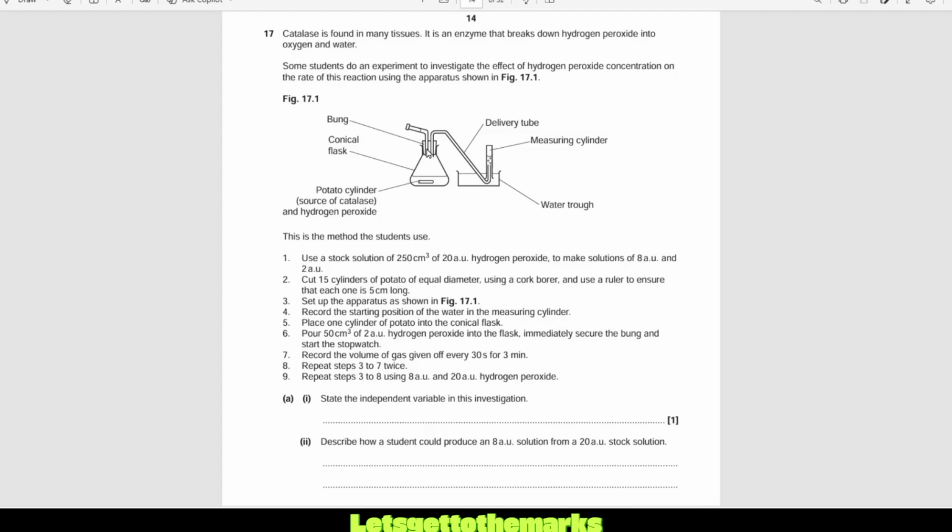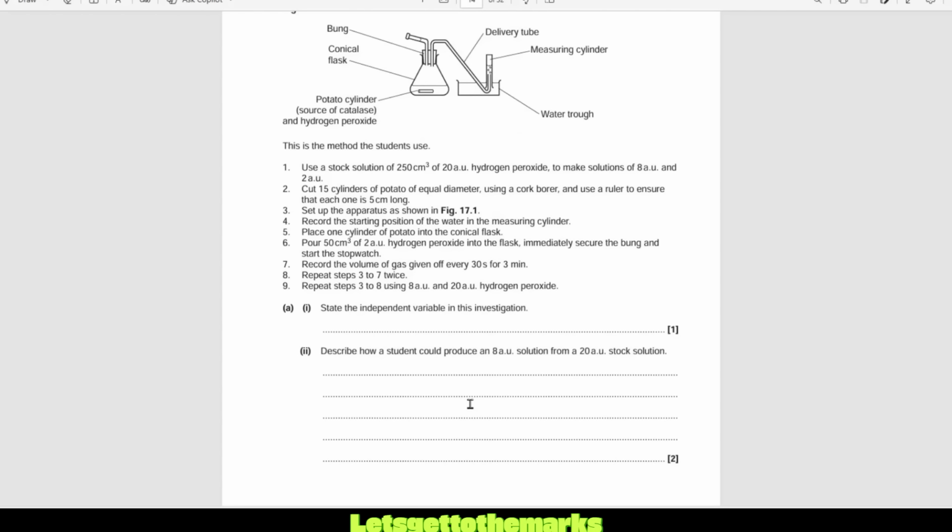Immediately secure the bung and start a stopwatch. Record the volume of gas given off every 30 seconds for 3 minutes. Repeat steps 3 to 7 twice. Repeat steps 3 to 8 using 8 AU and 20 AU hydrogen peroxide. State the independent variable in this investigation. And then after you've stated the independent variable for 2 marks, describe how a student could produce an 8 AU solution from a 20 AU stock solution.